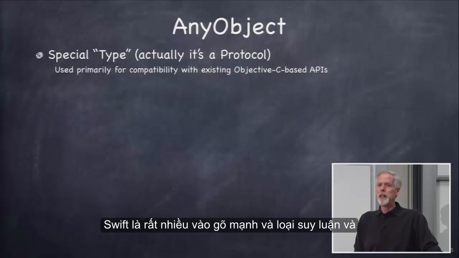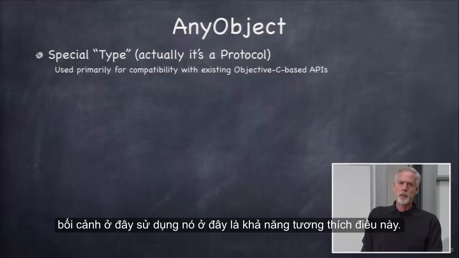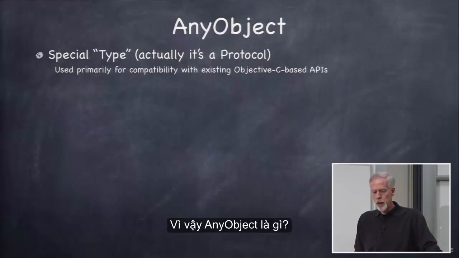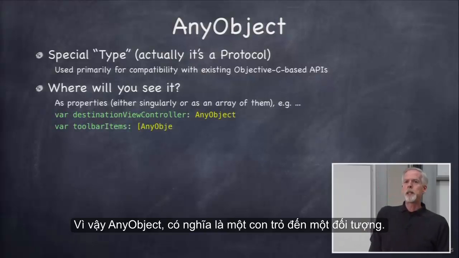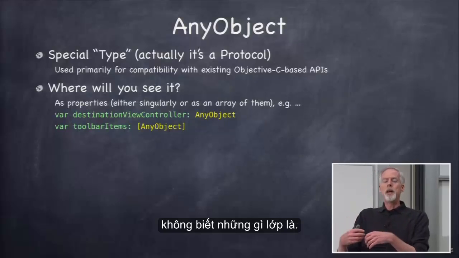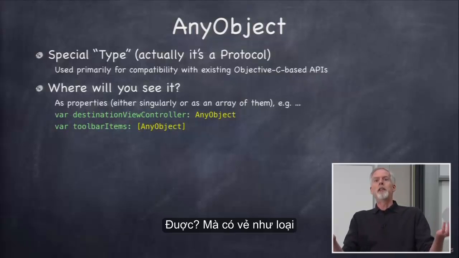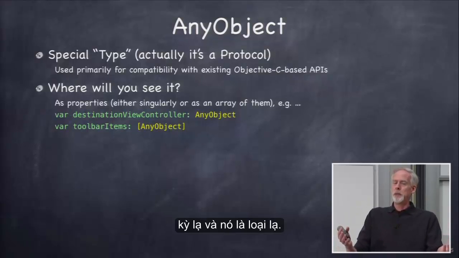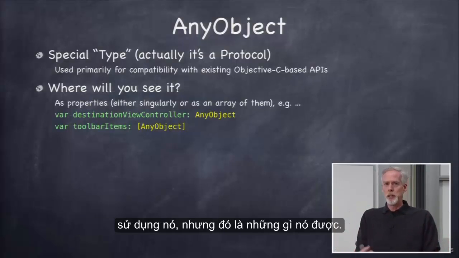Swift is very much into strong typing and type inference and all that. So you could, but I'm only going to talk about it in the context here of using it as this compatibility thing. All right, so what is AnyObject? Okay, and where will you see it? So AnyObject means a pointer to an object, meaning an instance of a class, okay, that you don't know what the class is. So it's just kind of a pointer to an unknown class, okay, which seems kind of weird, and it is kind of weird. So we're going to have to play around to be able to use it, but that's what it is.